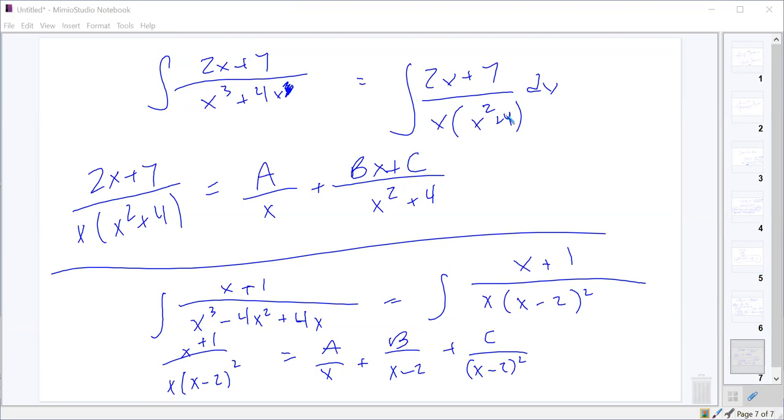Yeah, no problem. Why do I need the b over x minus 2? In every instance of a linear factor that gets repeated, I have to have a constant over the linear factor itself, and then a new constant over that linear factor to each power that it might have. So if I had x minus 2 to the fourth, I'd have one for x minus 2, one for x minus 2 squared, one for x minus 2 cubed, and then one for x minus 2 to the fourth. You just have one for each different instance of it.